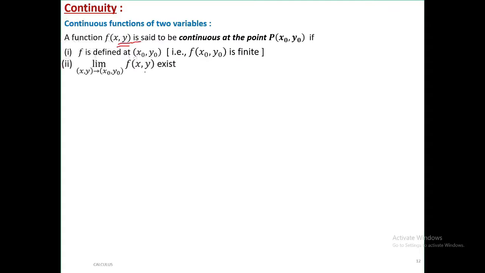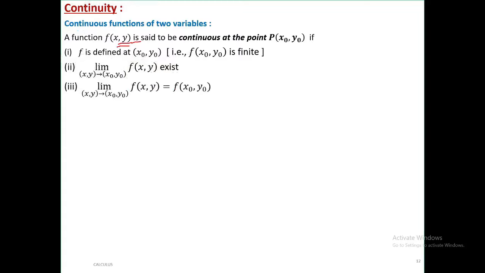The second point is the limit value should exist. Limit as x comma y reaches x naught y naught of f of x comma y should exist. Third point, these two should be equal. Each one, f of x naught y naught should be equal to this limit value. That is the third point. So the limit value is equal to f of x naught y naught. First, f of x naught y naught should be finite.